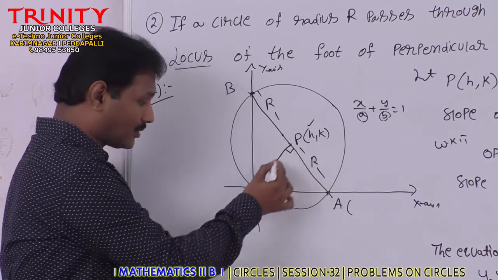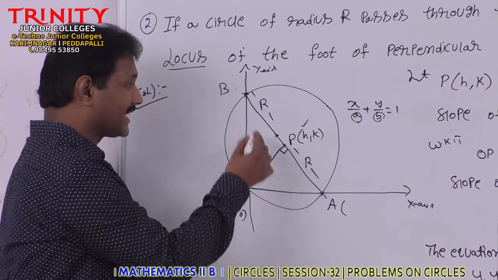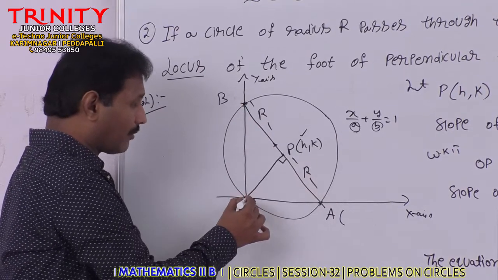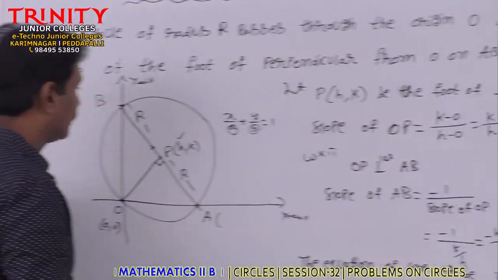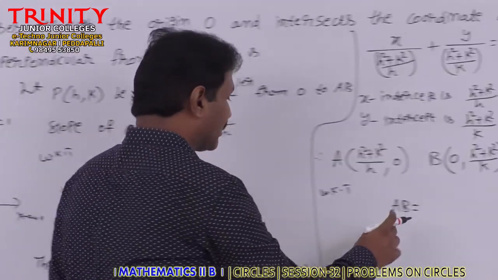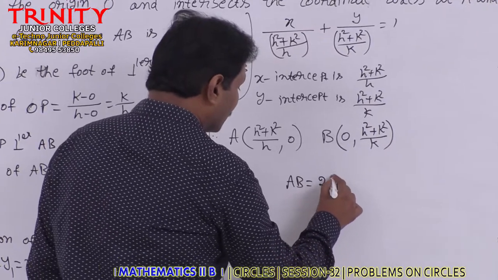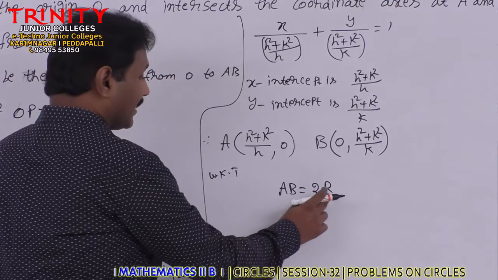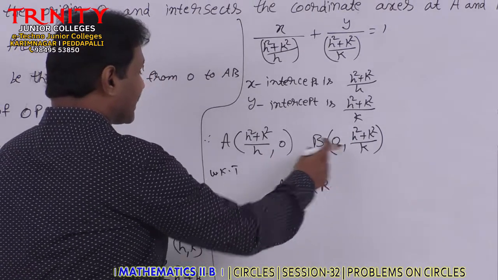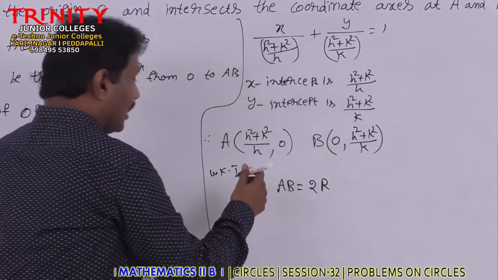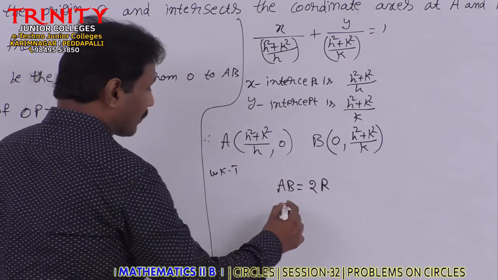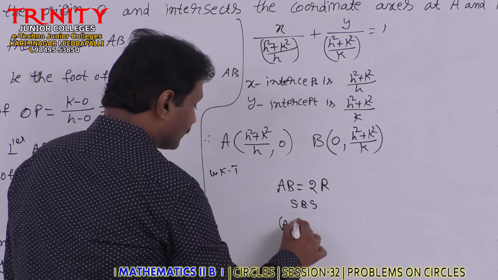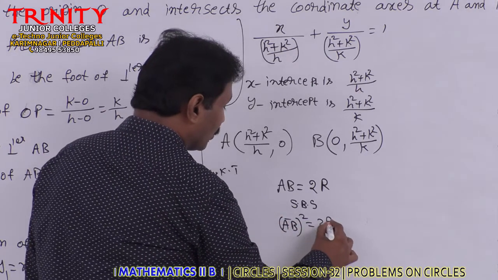P is the foot of the perpendicular from the origin to AB. That is why AB equals the length of the diameter, AB equals 2R, where R is the radius of the circle. Using the distance between the two points and squaring on both sides, AB square equals (2R) whole square.